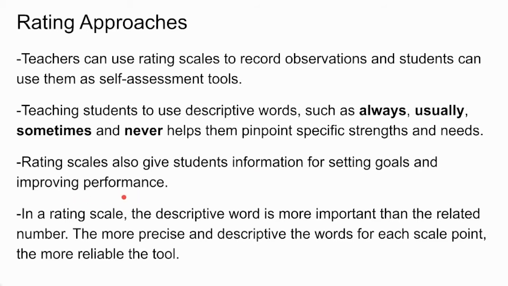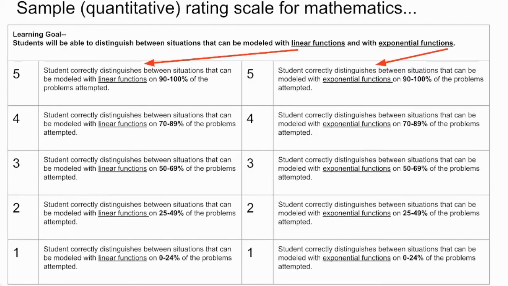It is important to note that in a rating scale, the descriptive word is more important than the related number. That's why the more precise and descriptive the words are for each scale point, the more reliable the tool is. In addition to the need for us to use precise and descriptive wording in our scales, we might consider also the use of quantitative rating scales.